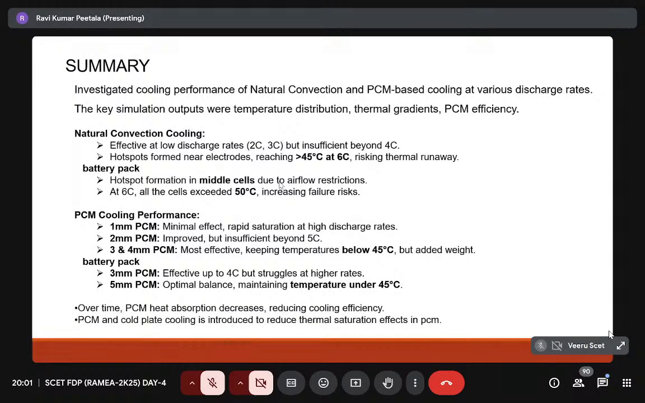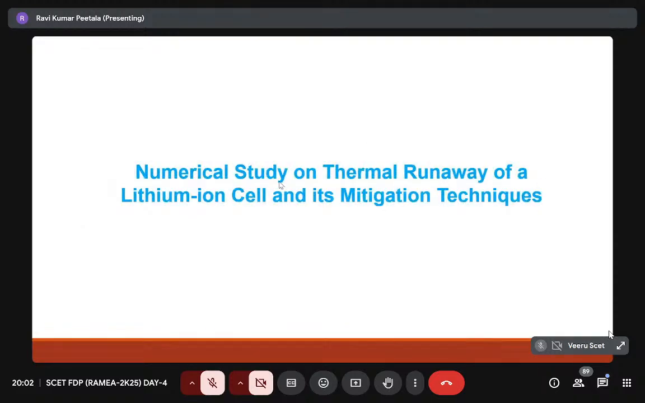The PCM and cold plates maybe. So over time, what is happening with the PCM? The heat absorption decreases, reducing the cooling efficiency. So for that, I can combine two different cooling techniques, which are cold plates and PCM. If we add it, then we can develop the thermal protection system in a more appropriate, more optimum way.